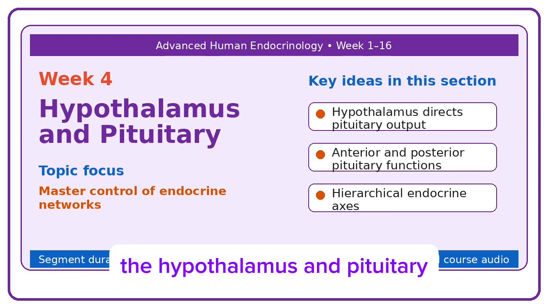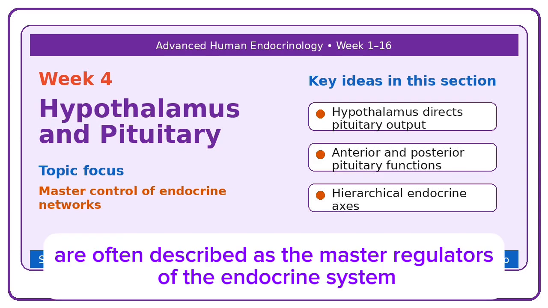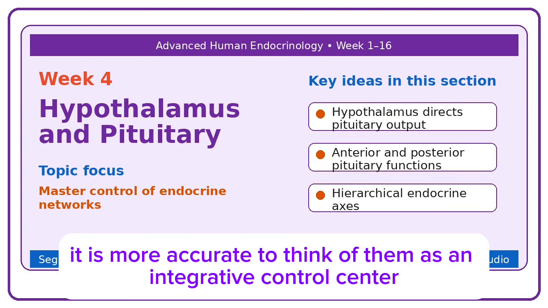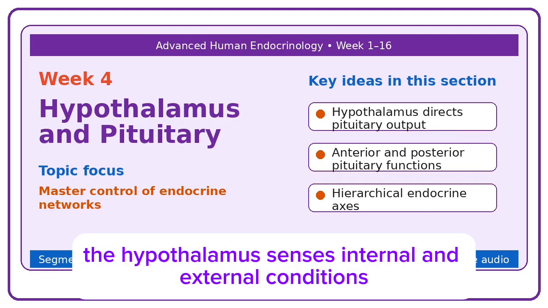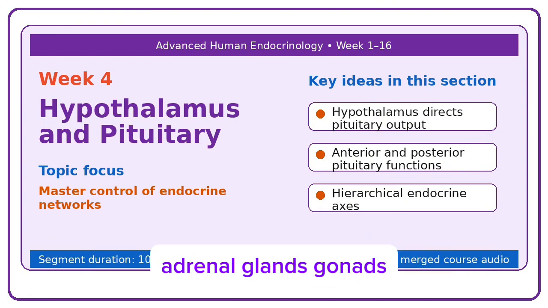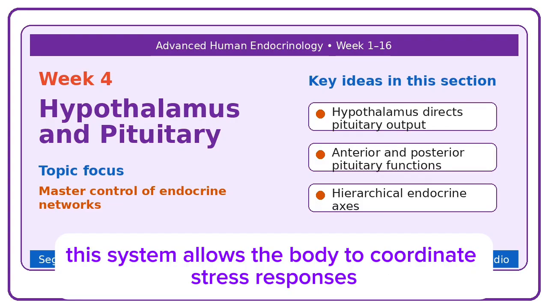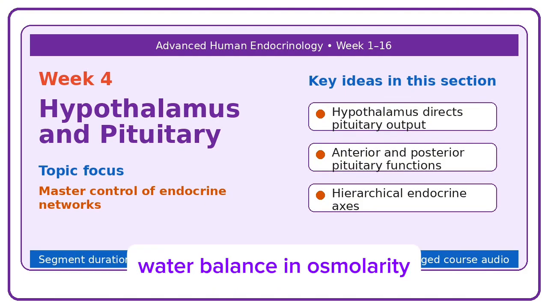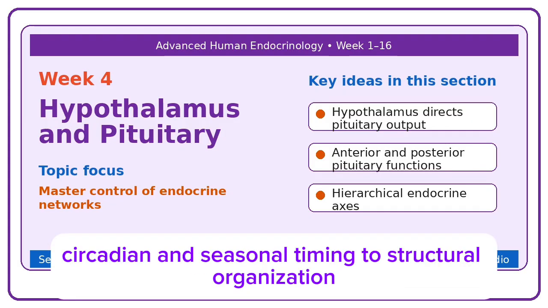The hypothalamus and pituitary are often described as the master regulators of the endocrine system because they coordinate multiple endocrine organs. However, it is more accurate to think of them as an integrative control center. The hypothalamus senses internal and external conditions, and the pituitary translates that information into hormone outputs that influence the thyroid, adrenal glands, gonads, mammary gland, kidney, and many other tissues. This system allows the body to coordinate stress responses, growth and development, reproduction, water balance and osmolarity, energy metabolism, circadian and seasonal timing.